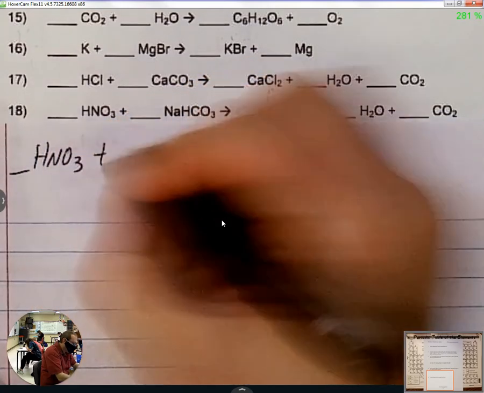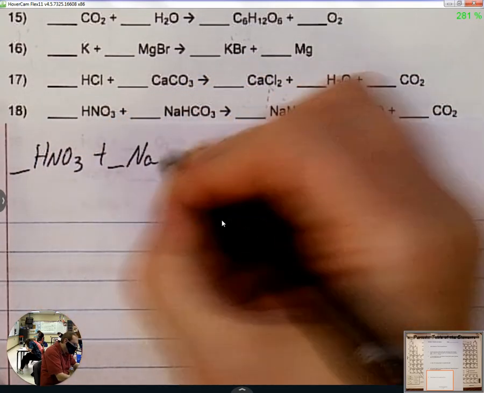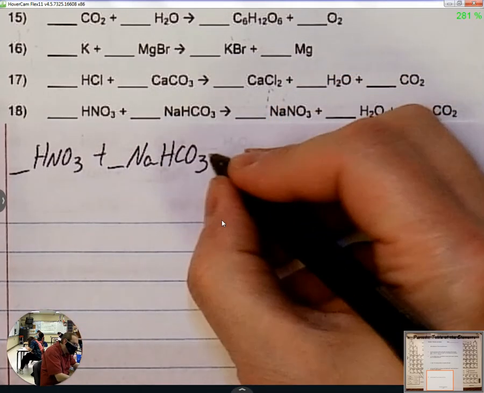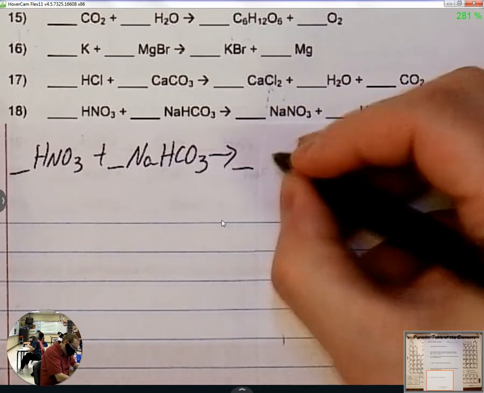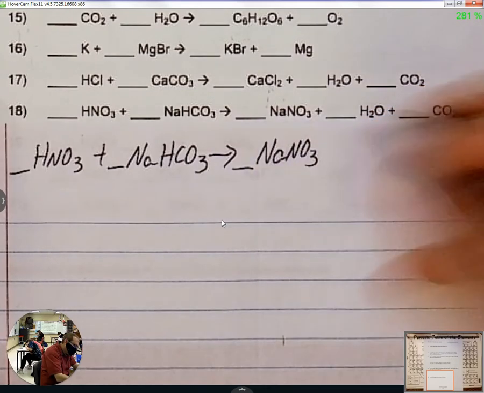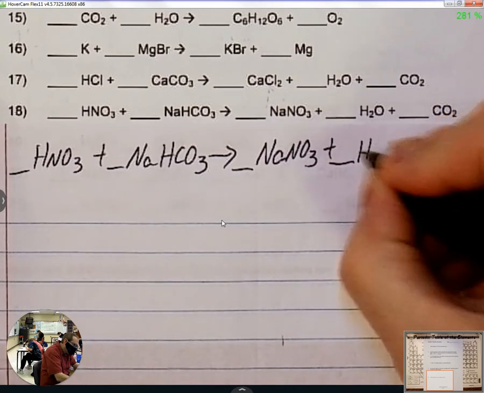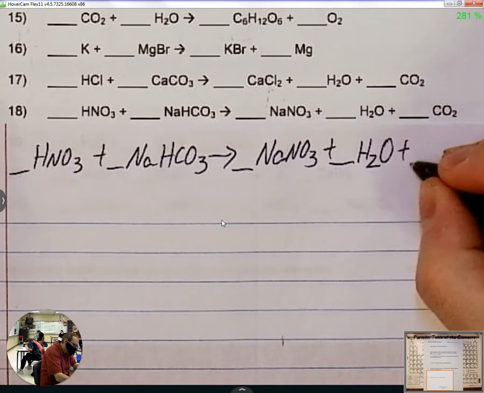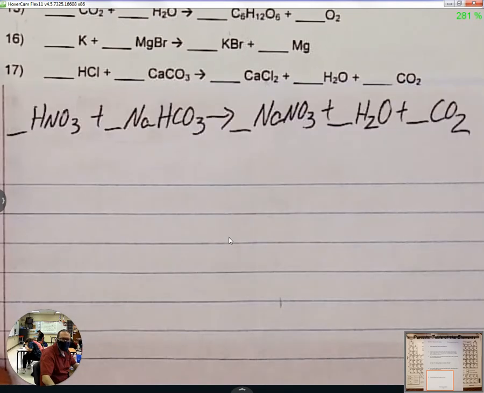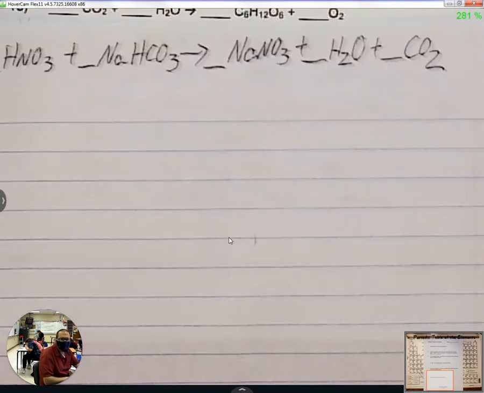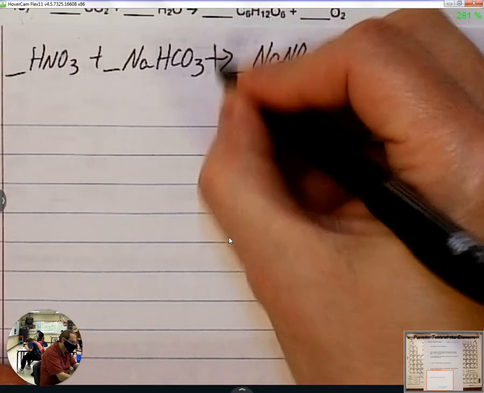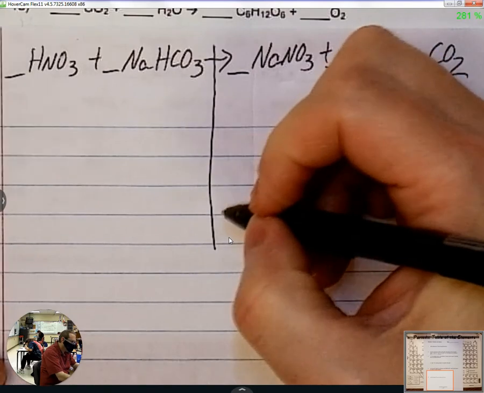HNO3 plus NaHCO3. I'm taking nitric acid and I am mixing it with baking soda. It gives me sodium nitrate, probably dissolved in water, plus water, plus some carbon dioxide gas. So I'm going to get some bubbles. All right. Fantastic. Next step, I'm going to find my arrow, build my wall.